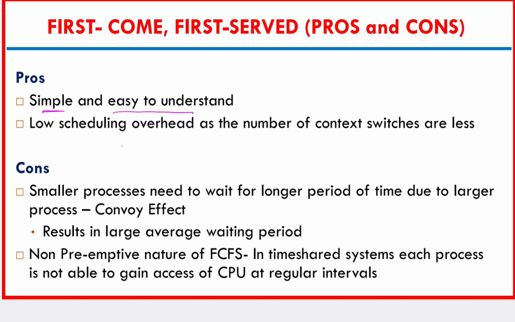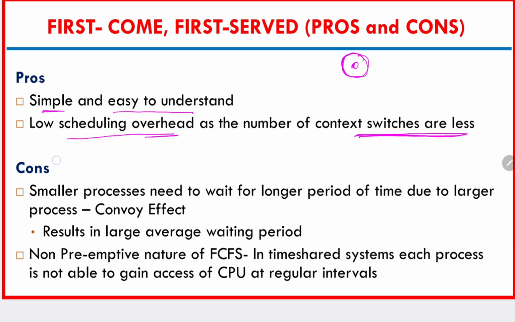Because once a process gets the CPU, it holds the control of the CPU with itself for its entire burst period. But if we compare it with other algorithms, their processes need to go through multiple context switches, and we have read that context switching is just an overhead. So because there are a low number of context switches, the overheads are also on the lower side. So low scheduling overhead results because the context switches are fewer in this case.